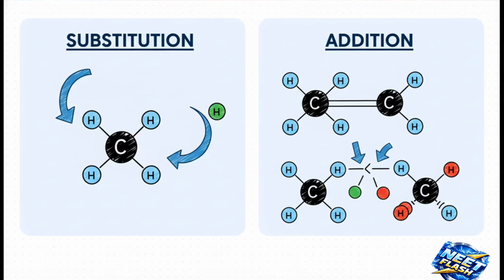So if they want to react, they have to let go of one hand to grab another. That's a substitution. But alkanes and alkenes, they've got these extra bonds, these open connection points. They don't need to swap anything out. They can just break open that extra bond and add new atoms right in. It's a fundamental difference in how they behave.